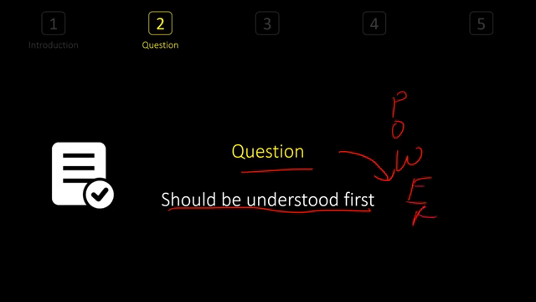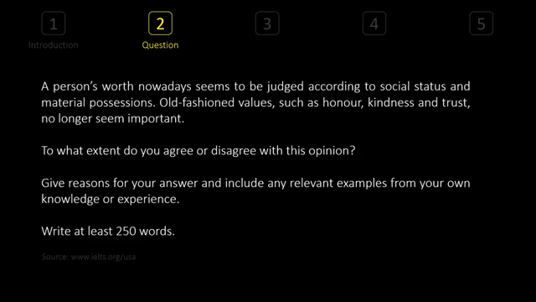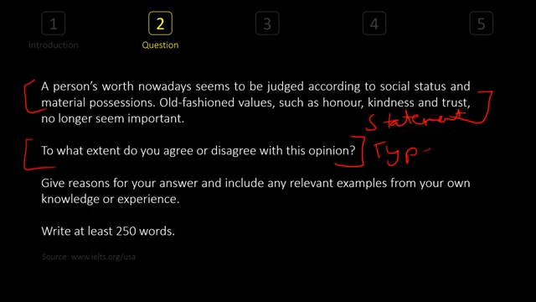Right? Good. Now this is a typical question which you might get in the exam. First of all, there will be a statement or statements, then the question type, and finally some general instructions. The last one is always general instructions, like write at least 250 words, give reasons for your answer, and include any relevant examples from your own knowledge or experience. This information is repeated in every question.